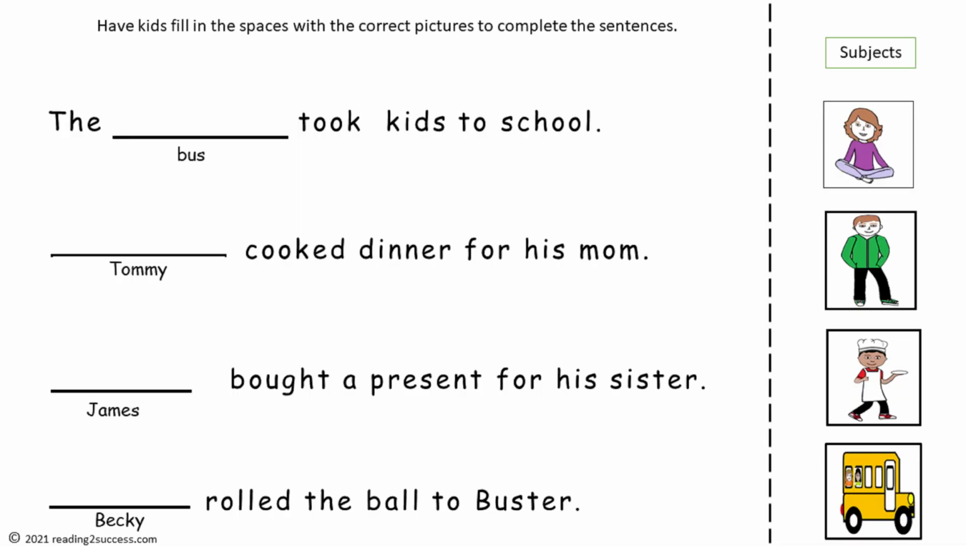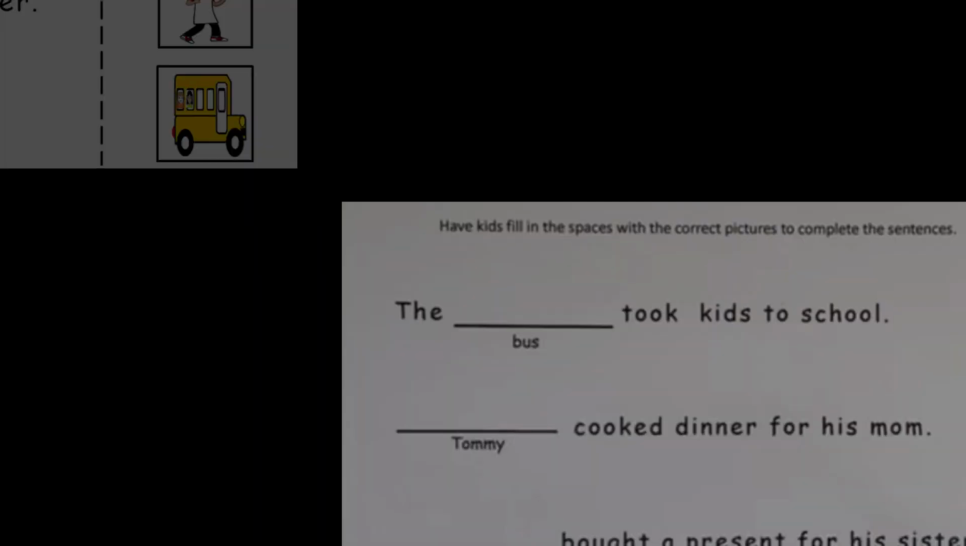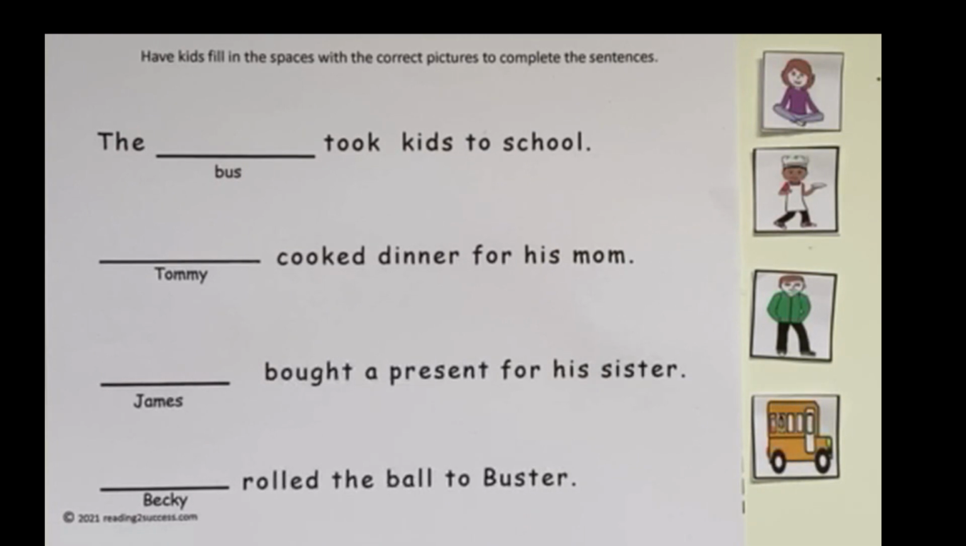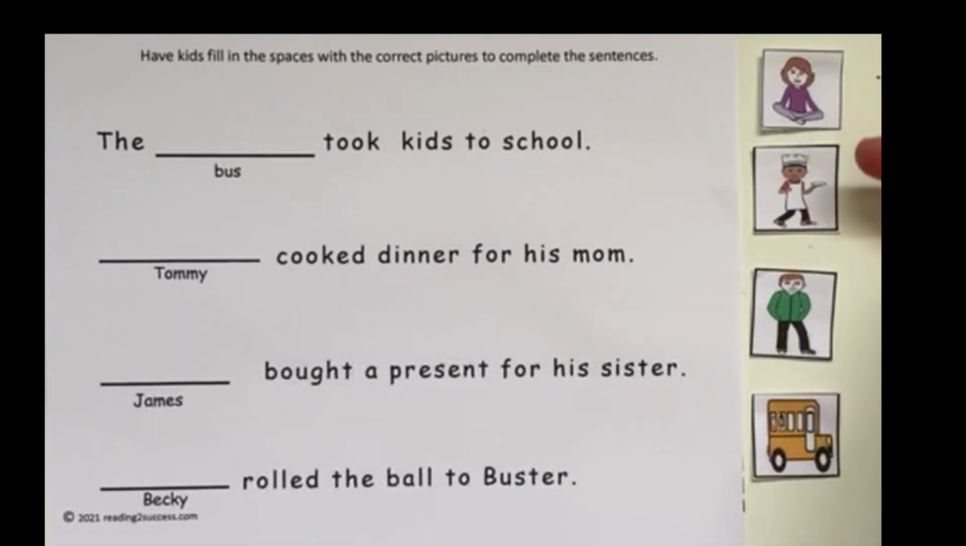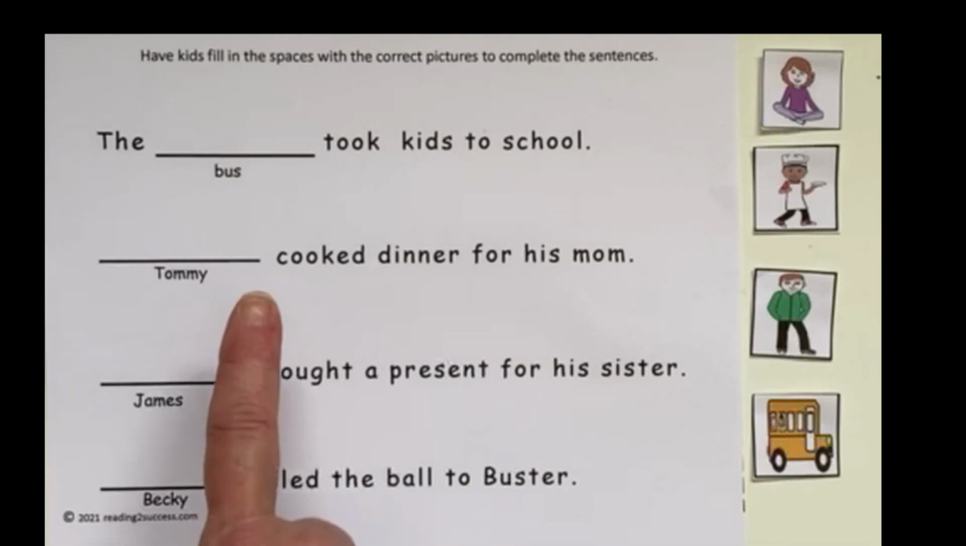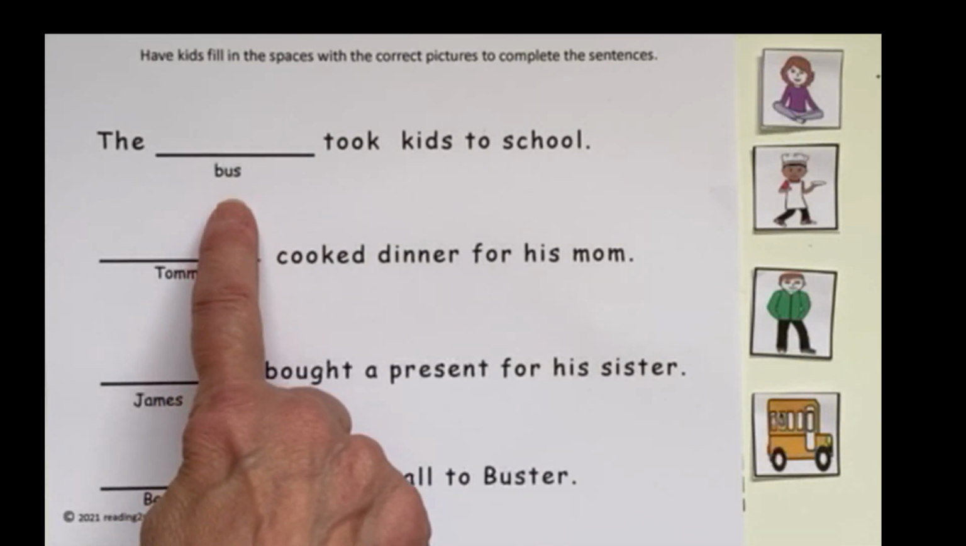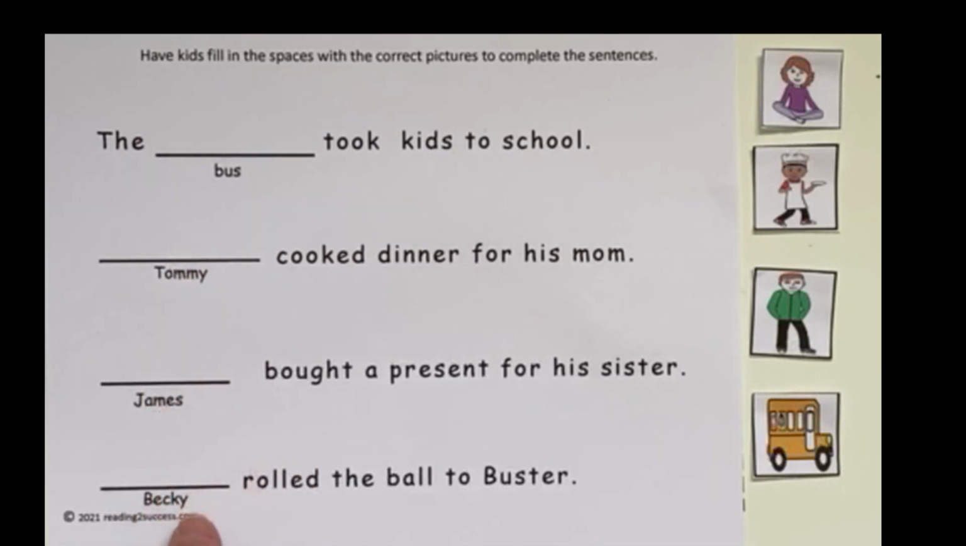This is a template for the second practice page and the second demonstration lesson. Have kids fill in the spaces with the correct pictures to complete the sentences. Explain to kids, as we learned in our last practice page, that these are all the subjects that are in the sentences. And there is a clue to help them. The actual word is written below each line. So let's start and read it with them.